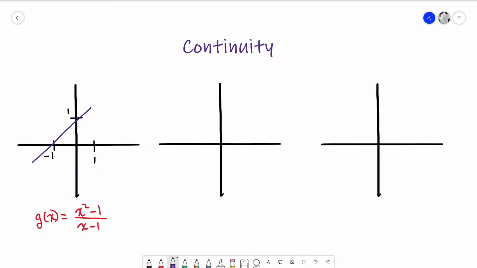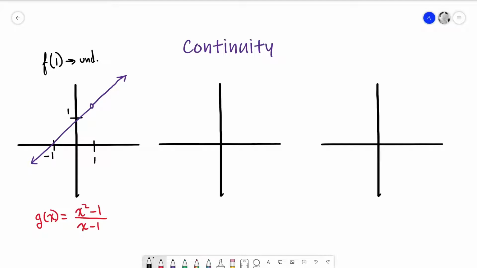There's going to be a hole at x equals 1, and then it's going to keep going in the other direction. So we say that because the function evaluated at 1 is undefined, there is a discontinuity at the value x equals 1.